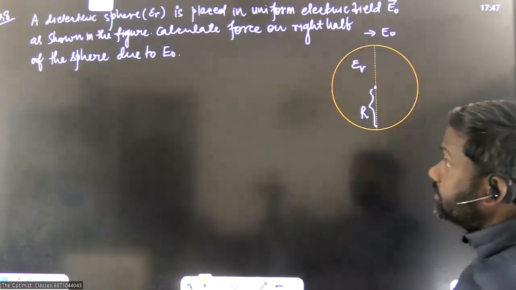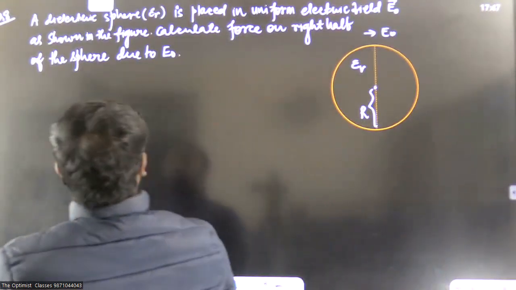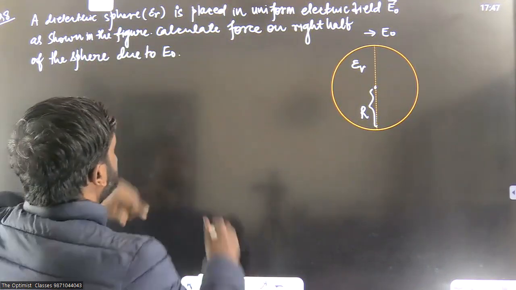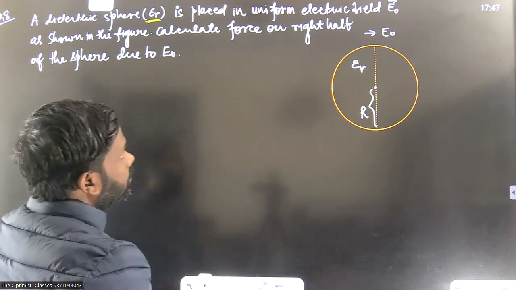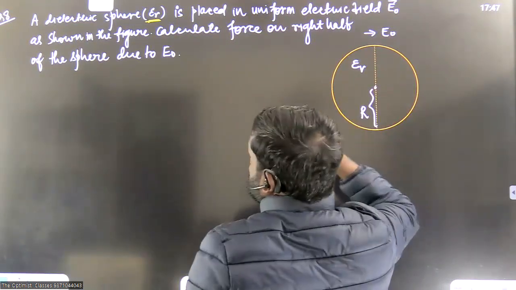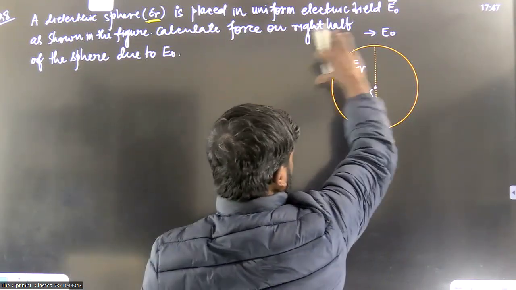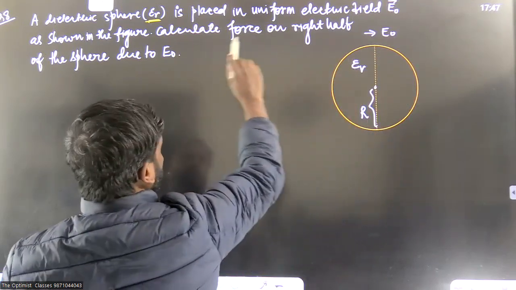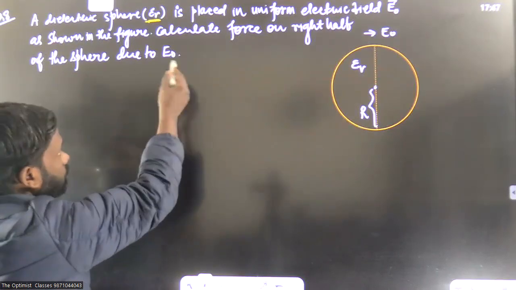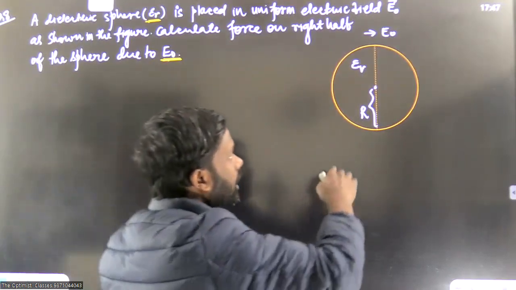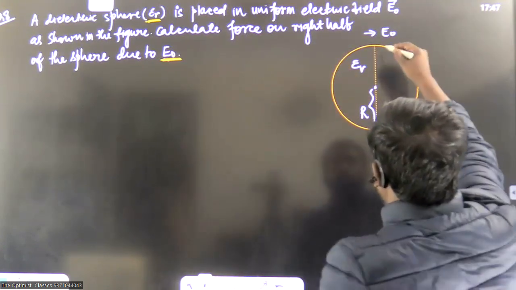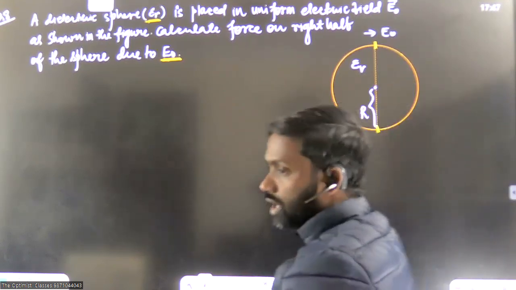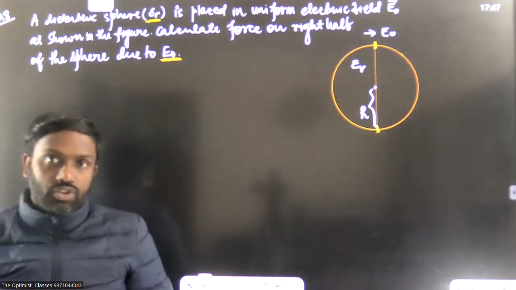So let's move to question number 8. It says a dielectric sphere which has dielectric constant epsilon r is placed in uniform electric field E naught as shown in the figure. So there is some external electric field E naught in which a uniform dielectric sphere has been placed. Calculate the force on the right half of the sphere due to E naught. Due to the external electric field, we have to calculate the force on this right half of the dielectric sphere.